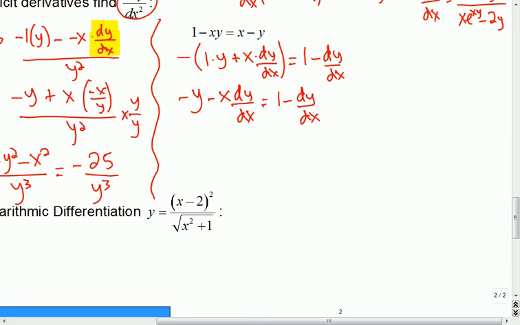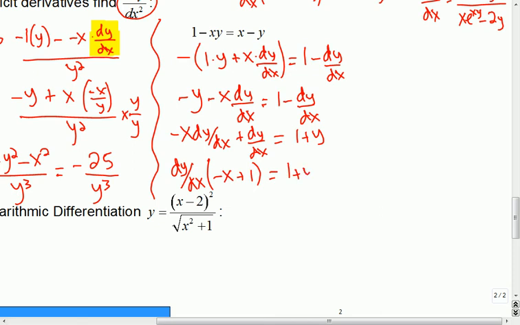And if I move everybody to one side and factor it out, I'm going to have negative x dy/dx plus dy/dx equals 1 plus y. So let me factor it. I could write this as the derivative of y with respect to x is 1 plus y divided by negative x plus 1. And of course, you could write that as 1 minus x as well. It just so happened that's how my algebra turned out.